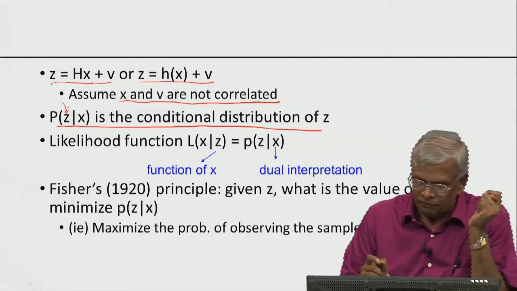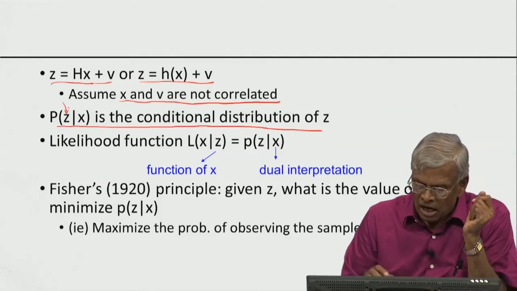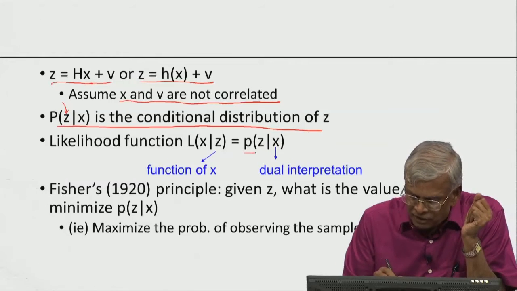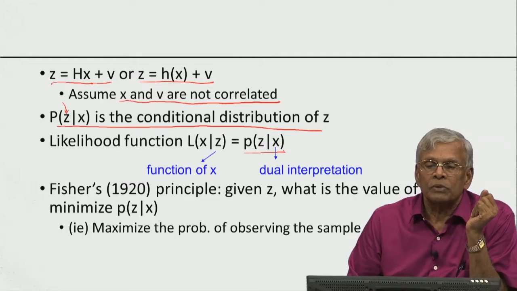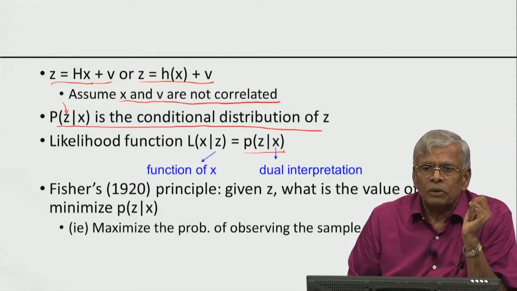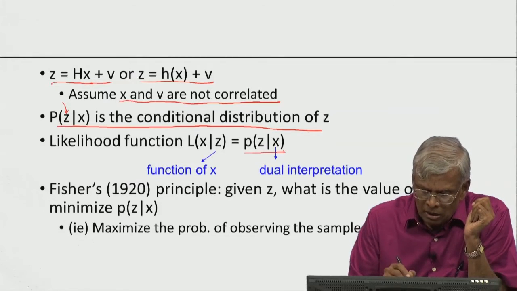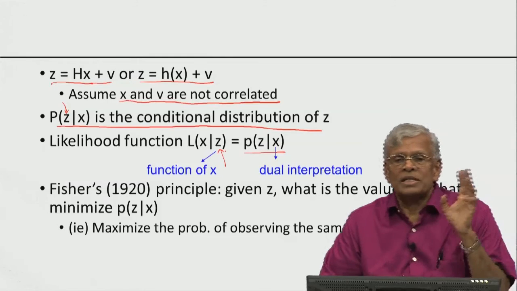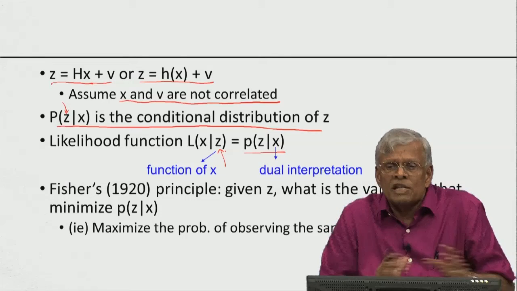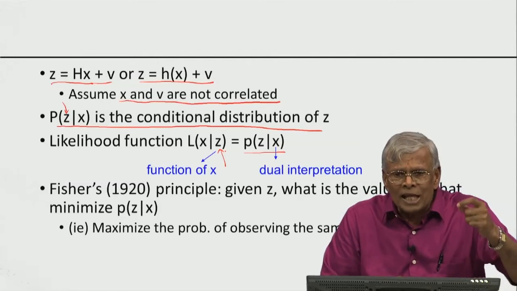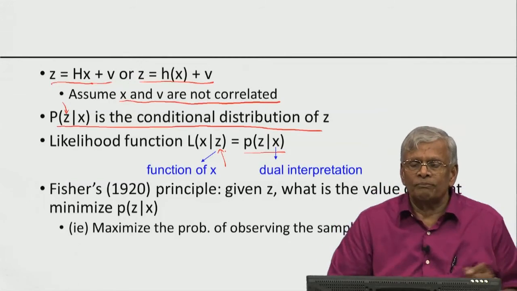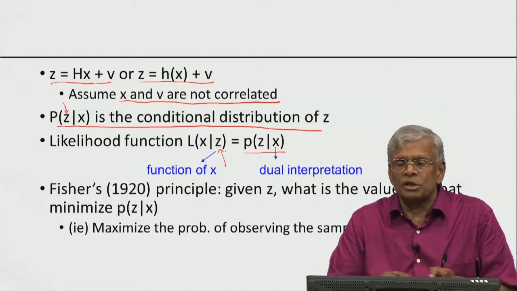This p_x(z) has two ways of looking at it, a dual interpretation. Given x, as a function of z, it is called a conditional distribution. But Fisher turned the table around. For a given z, what is it that he asked? I have observed something, the observation is given to you. Given z, what is the most likely value of x that Mother Nature must have picked, such that I observe z?